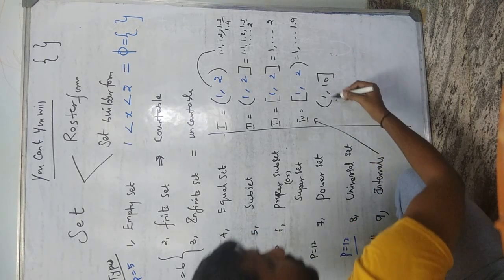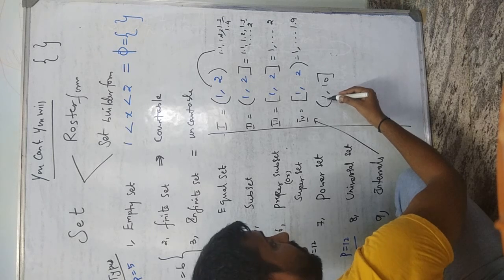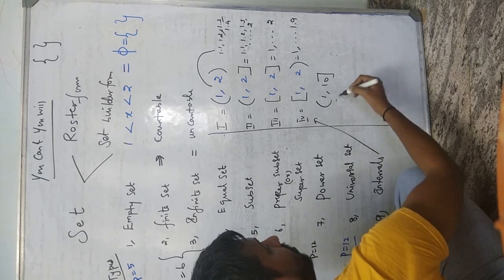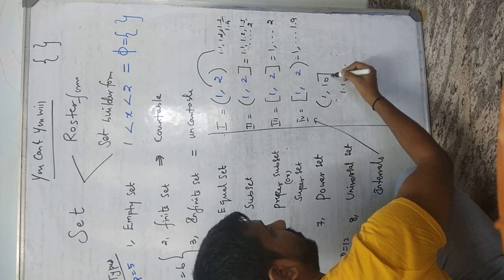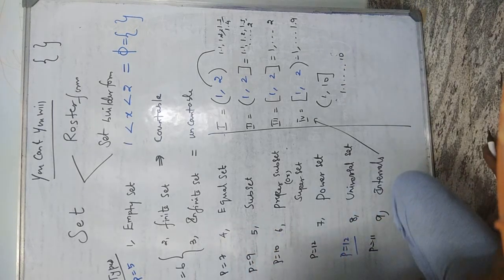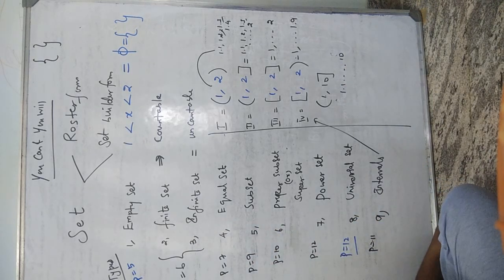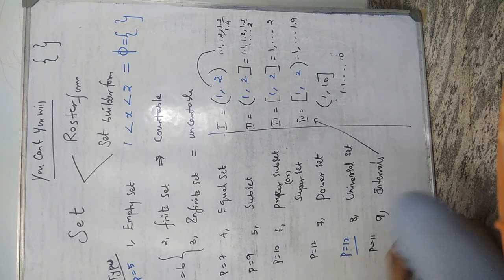So what I have to do, I should not start with 1 because I should not include the open interval. So it will start with 1.1 and end with 10. The closed interval I should include. In page number 11, they have given it very clearly in a small number.